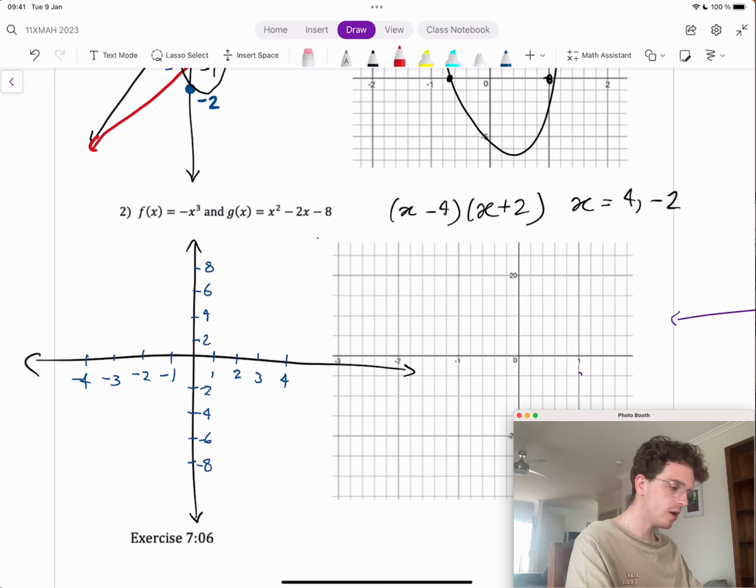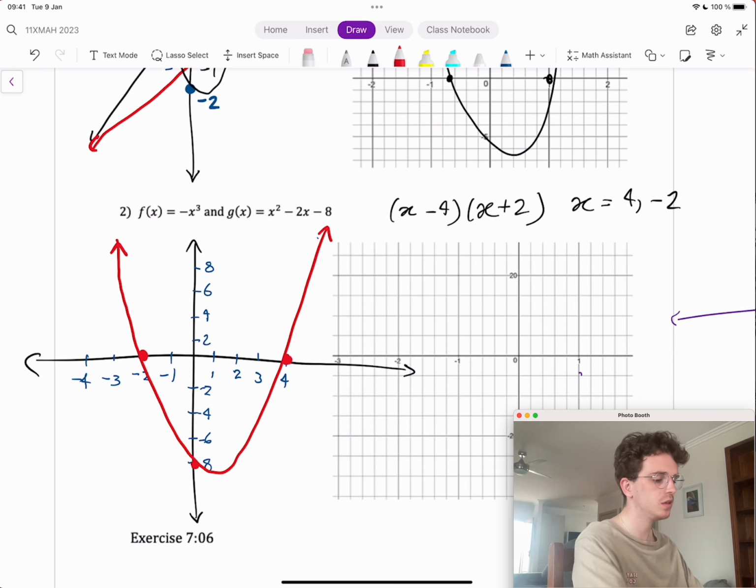Okay, let's graph our parabola first. So we've got -2 here and 4 over here. We have an intercept of -8, so my parabola is going to look like this. And then I've got my cubic function, which is -x cubed, which looks like that. What happened there?